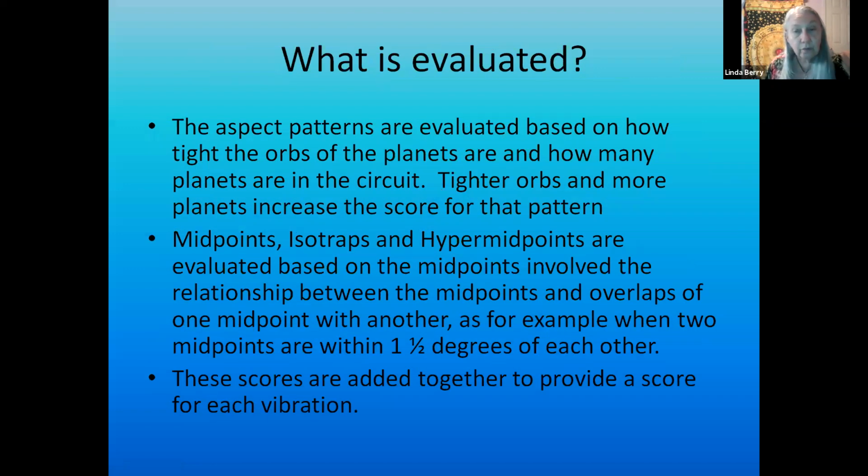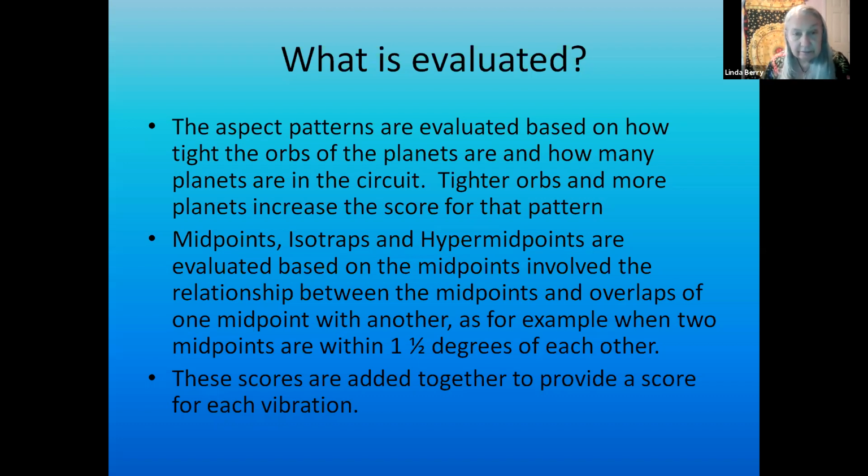Now, what is evaluated when Frequency Finder looks at a vibration? First, the aspect patterns are evaluated, and this is based on how tight the orbs of the planets are and how many planets are in a circuit. In vibrational astrology, we require that there be 3 planets in a circuit. Tighter orbs and more planets increase the score for that pattern.